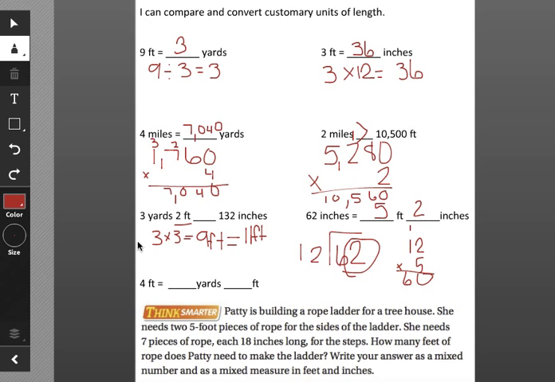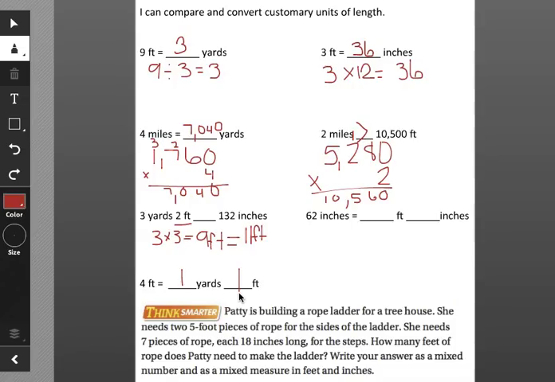So go ahead and try this problem down here to see if you can figure out how many yards and feet are in 4 feet. Okay, so 4 feet. I know that 1 yard equals 3 feet. So just by doing mental math, I know if I have 4 feet, I can do 1 yard, which would be 3 feet, and I will have 1 foot left over. Alrighty. So if you had 1 yard and 1 foot, you are correct.